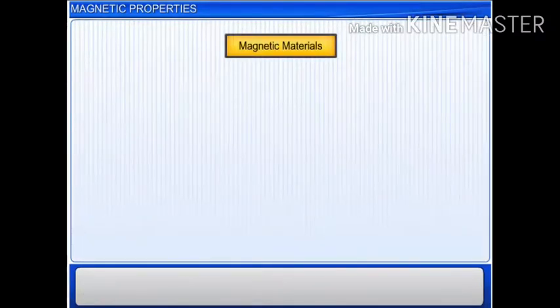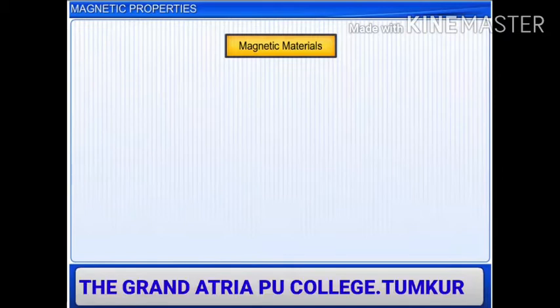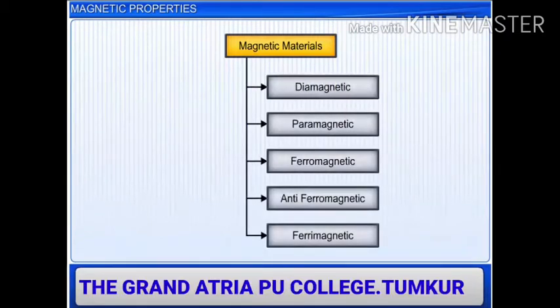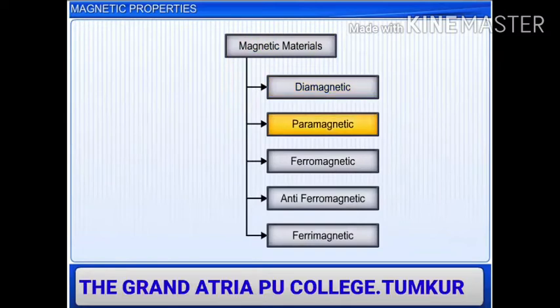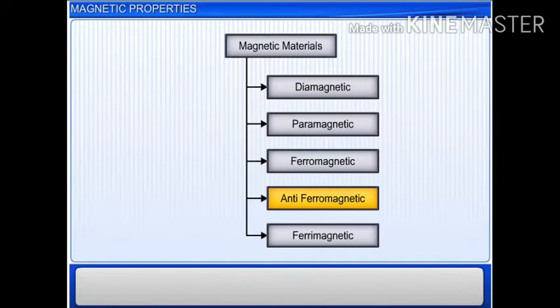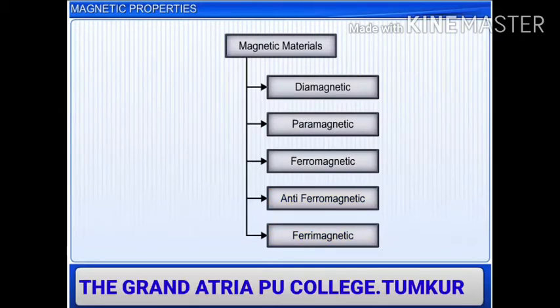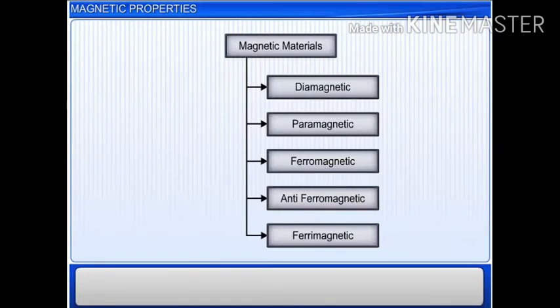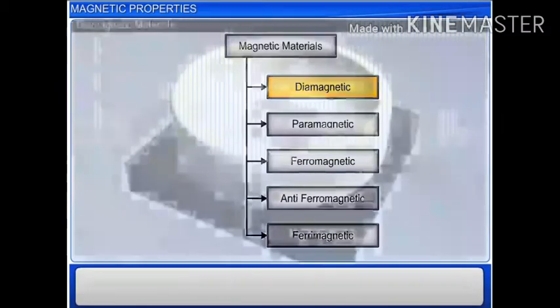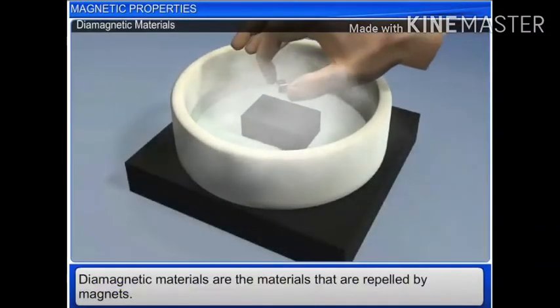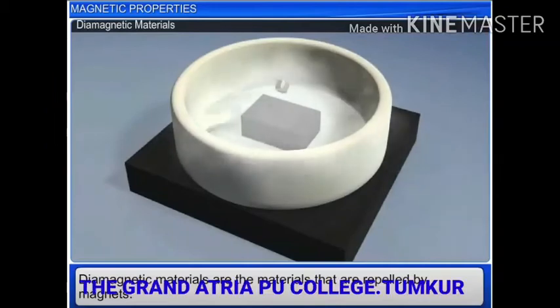Based on magnetic properties of materials, they are classified into 5 categories, namely diamagnetic, paramagnetic, ferromagnetic, antiferromagnetic, and ferrimagnetic. Let's discuss the properties of these materials, starting with diamagnetic materials. Diamagnetic materials are materials that are repelled by magnets.